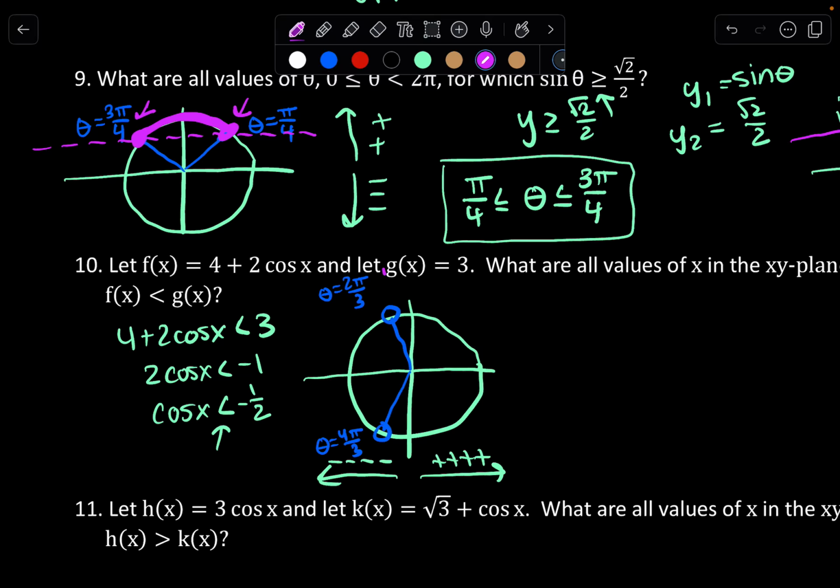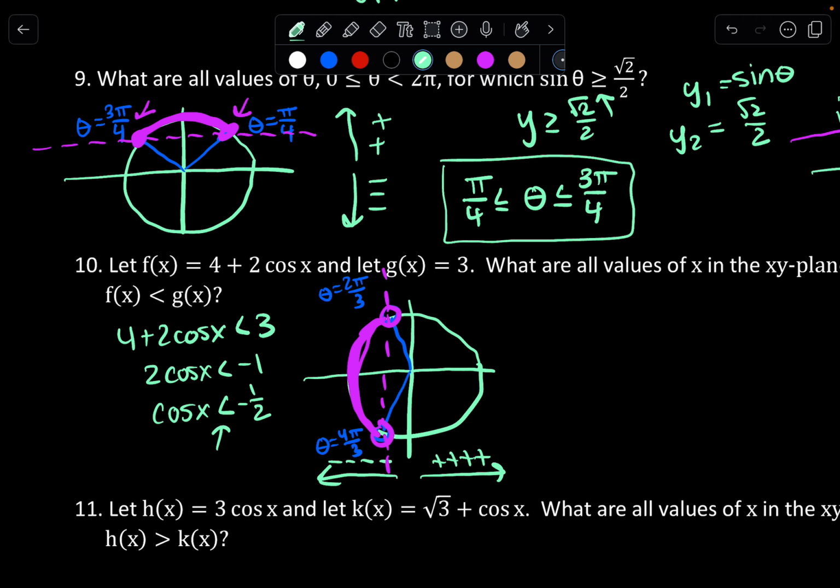Now, the question is asking when will cosine x be strictly less than negative 1/2. So now we're looking at this. This is when x is equal to negative 1/2, and we only want the portion of the unit circle where cosine x will be strictly less than negative 1/2. So that's going to be this portion over here. And it is non-inclusive, so we will not include those angles that we are restricted in between.